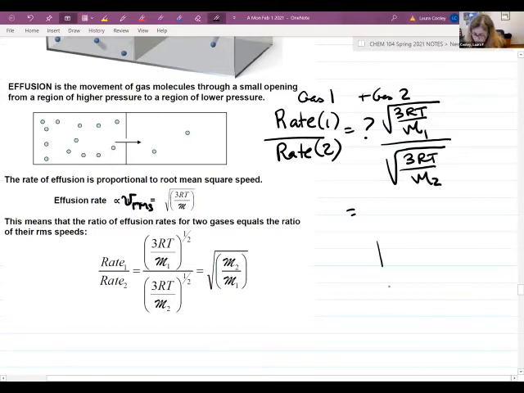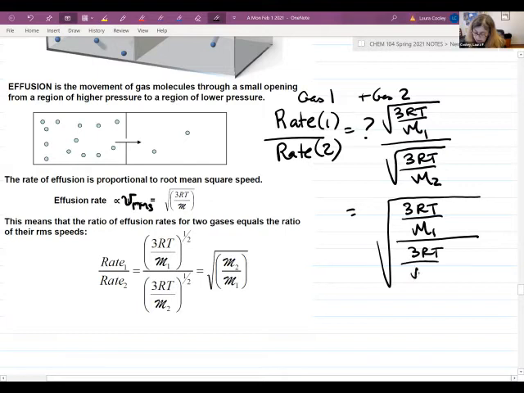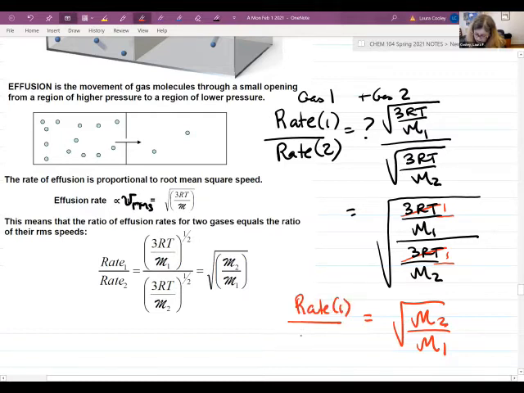If you have a square root like that, you can take it over the whole thing. Then basically all of these things cancel, but now you're taking 1 over M1 dividing by 1 over M2, and you end up with the square root of M2 over M1. So for the rate ratio for these two gases, you have to reverse the molar mass in that square root.